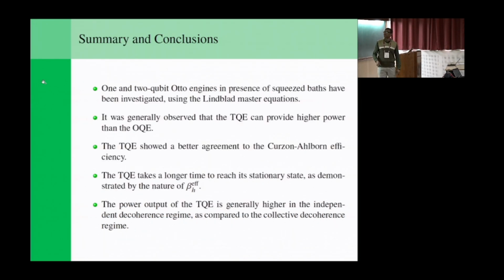These are the summary. We have studied 1 and 2 qubit systems using Lindblad equations, and the general observation was that the TQE, or 2 qubit engine, has higher power than 1 qubit. And TQE showed a better agreement with the Curzon-Ahlborn efficiency. TQE takes a longer time to reach the stationary state because of the decrease of one channel.